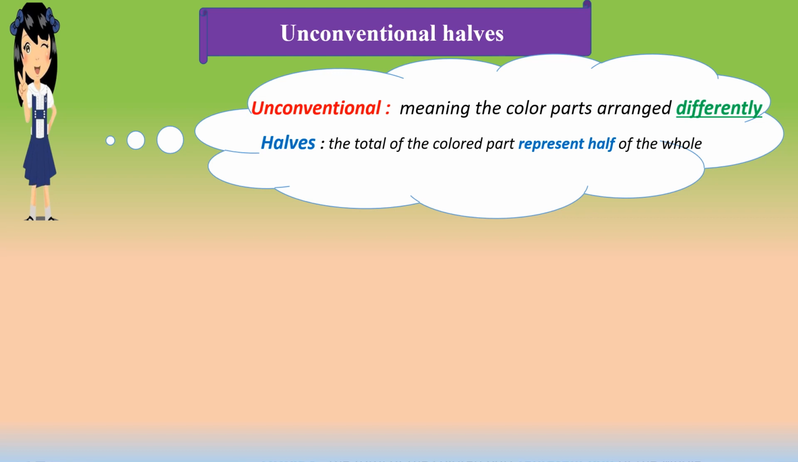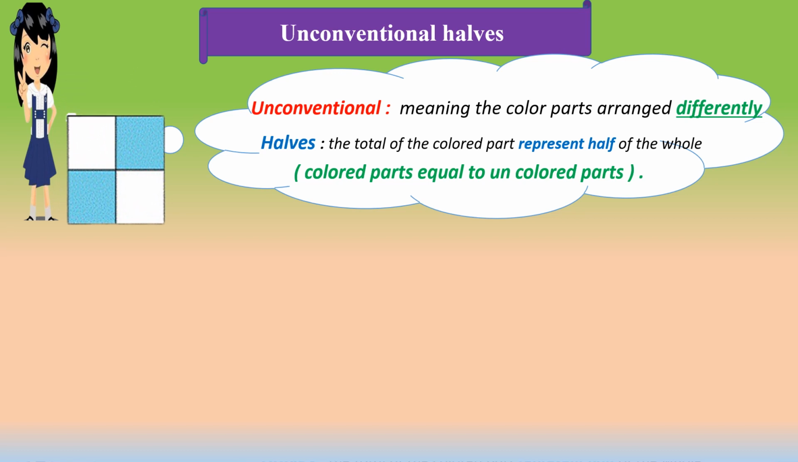And it has to be half of the wall. Halves, the total of the colored parts represent half of the wall. So, the colored parts are equal to uncolored parts.